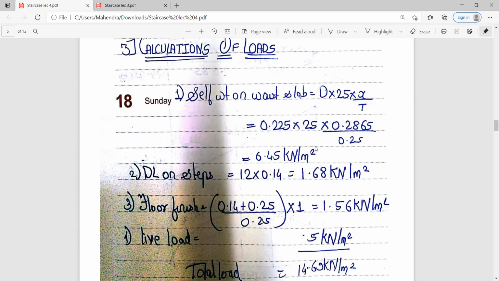Yes, understood this step? Anyone is having any query up till here? Should I proceed with the dead load? Did everyone understand up to here?